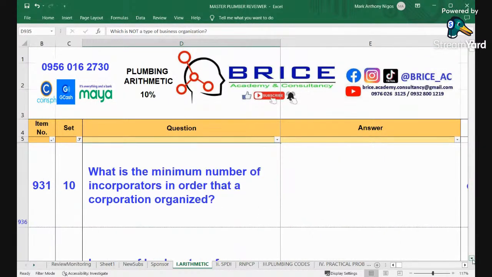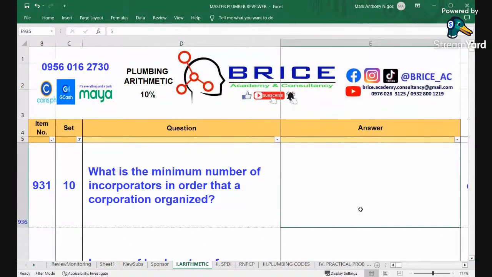931. What is the minimum number of incorporators in order that a corporation may be organized? The answer is 5.